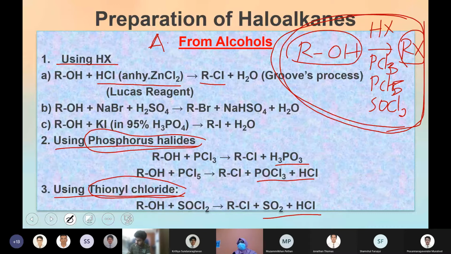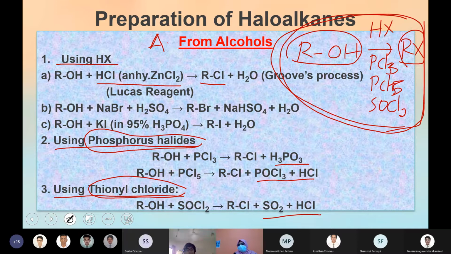Condition means here no particular condition is given, like temperature and pressure, but there are some other chemical reactions where they need specific temperature, specific catalyst, pressure, etc. Here you just write the reagents: HX, PCl5, PCl3, SOCl2.